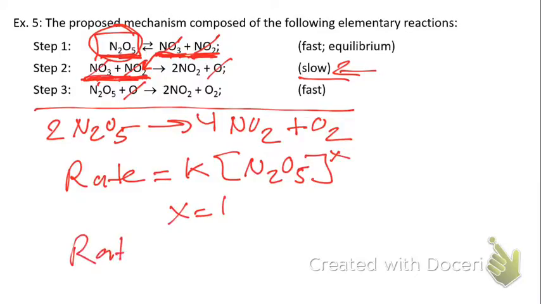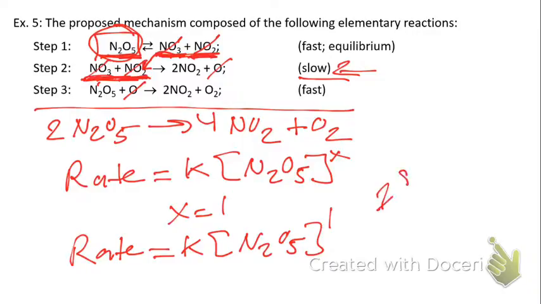Therefore, the rate law has N2O5 first order. And this is a first order reaction overall. All right? So there's 5 examples.